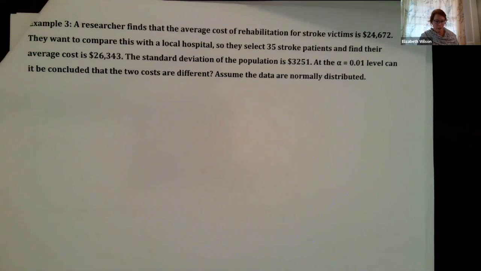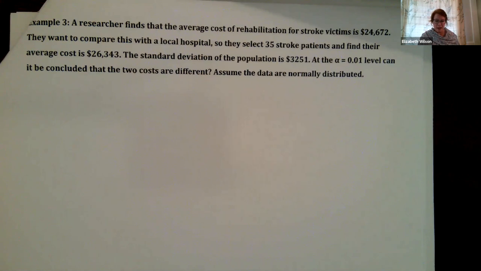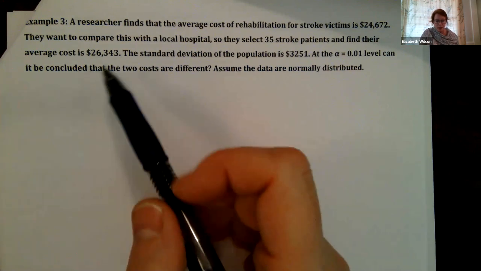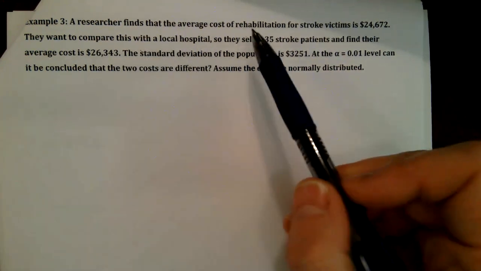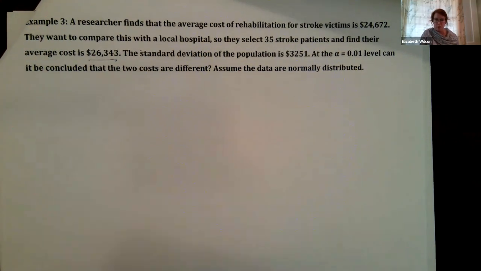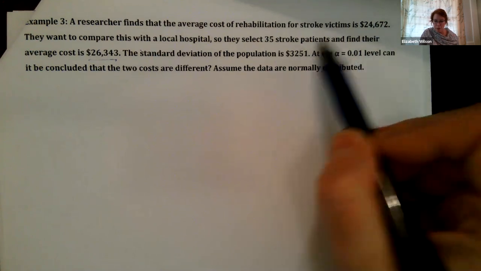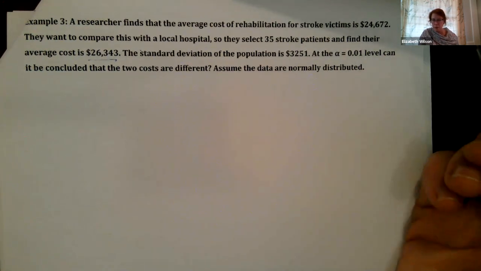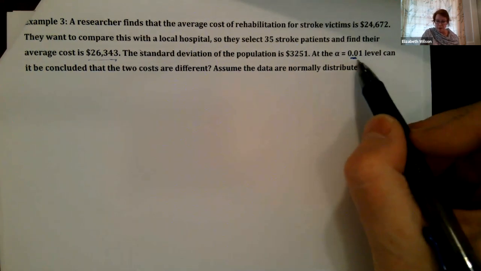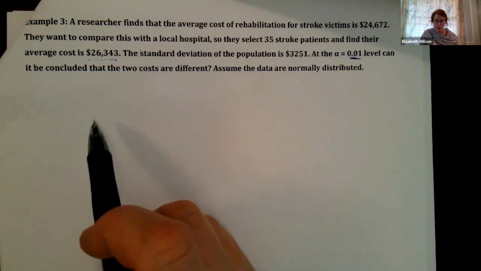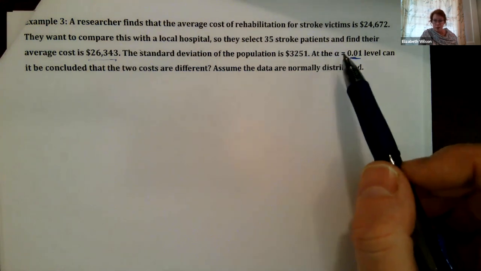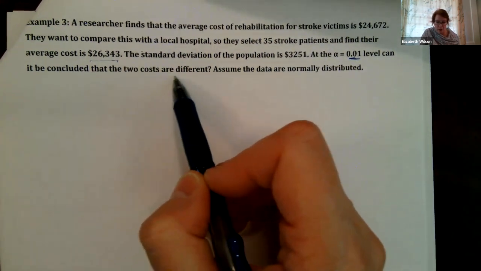Example three says a researcher finds that the average cost of rehabilitation for stroke victims is $24,672. They want to compare this with a local hospital. So they select 35 patients and find that their average cost is $26,343. The standard deviation of the population is 3,251. At the alpha 0.01 level, which is a pretty tight alpha level, can it be concluded that the two costs are different? We're going to assume that the data are normally distributed, okay?